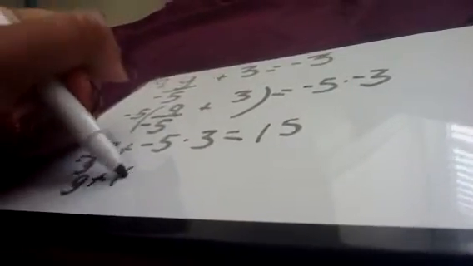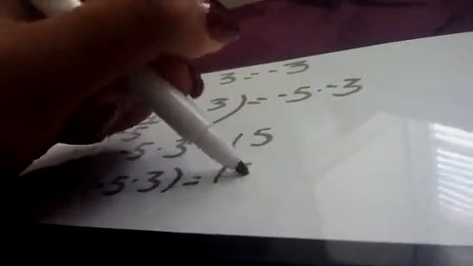These are different signs. And this looks a little confusing, but if I put parentheses there, I have g plus -5 times 3. And -5 times 3, they're different signs, so that's going to be a negative number. I have g plus -15 is equal to 15.